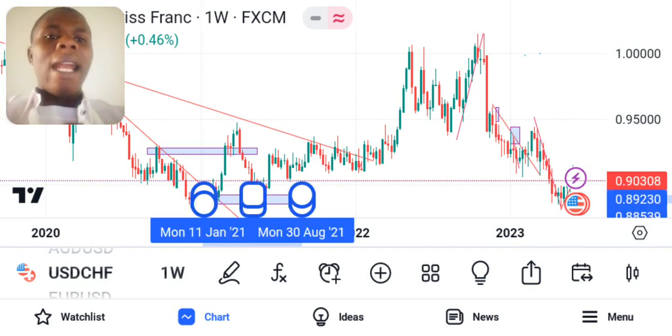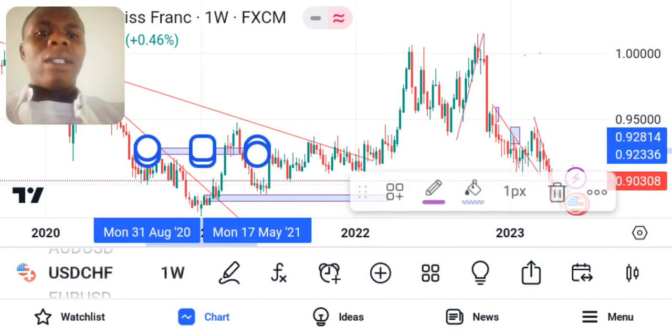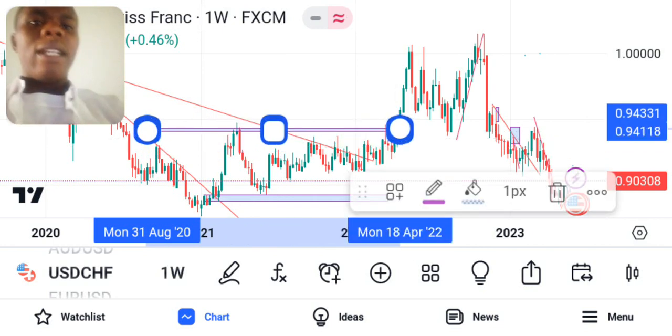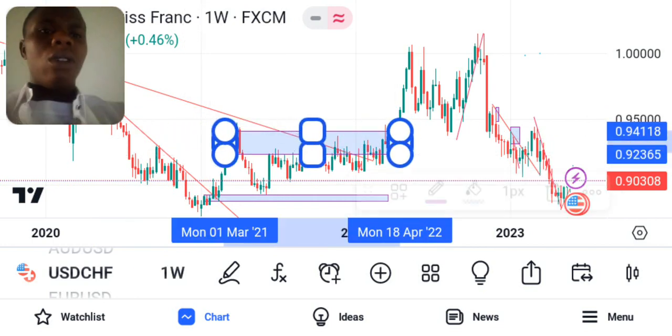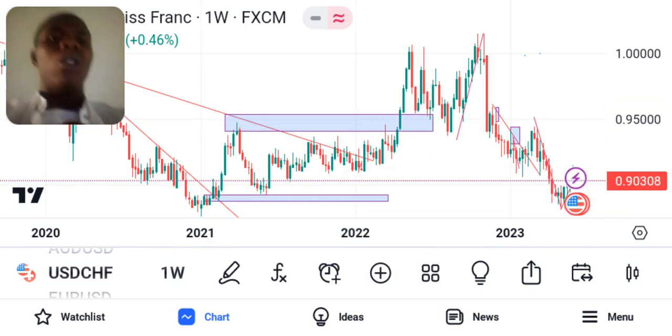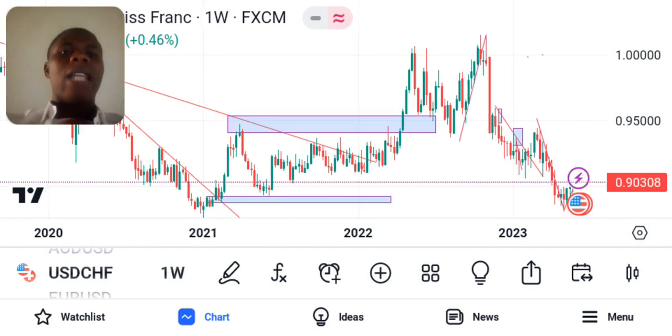So now there are two things that we need to put in mind. One, the last institutional order block that led to the move up, and now the last institutional order block that led to the retracement move. These two zones will tell us what the market is actually doing. Now, why did I decide to point these two zones? I'll tell you why.